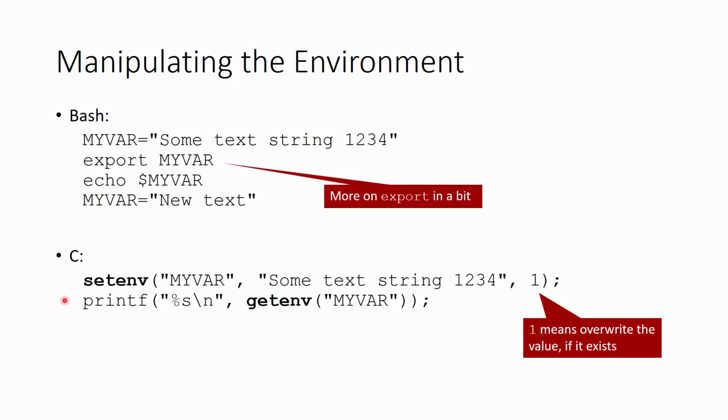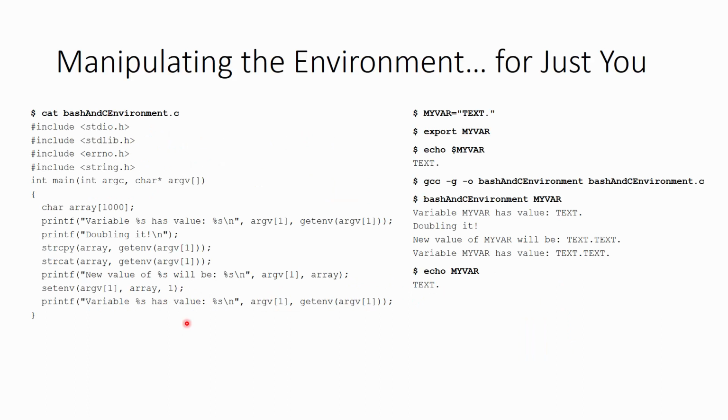In C, here's what the setenv call looks like, set environment variable. So you first name the variable you're editing, and you pass in a string, and then you can pass in various options here. The 1 means overwrite the value if it's already there, for example, and I think 0 is don't overwrite if it's there. We have to look that one up. Then we can get the variable back out by using the getenv function, which returns a string, which we can printf out.